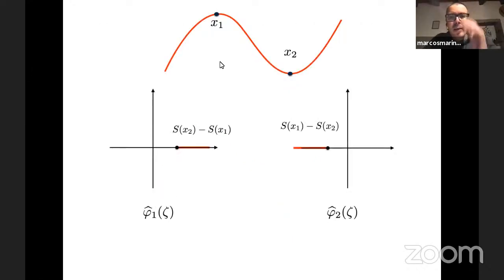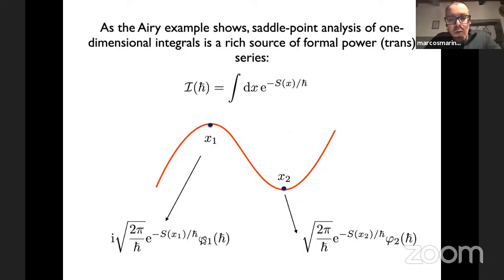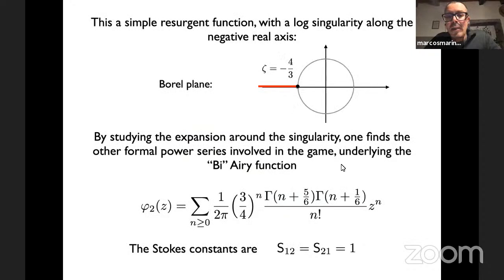Now, one of the things you find from this resurgent analysis is that each of these saddle points will actually see each other through the singularities of the Borel transform. This is in a sense also what we found in this AD example analysis, in which by looking at the behavior of the singularity of phi one, we found this phi two. And if you look at the singularity behavior of phi two, you find phi one. So these two series are related through the singularities of the Borel transform.